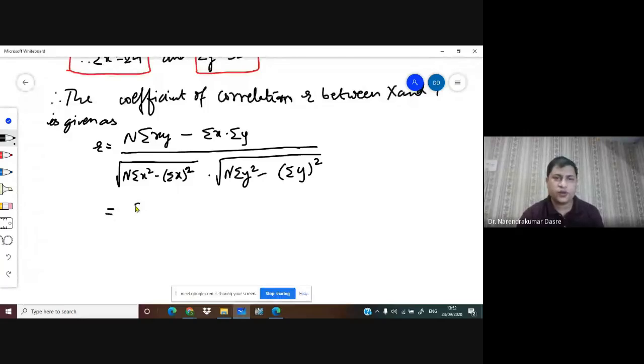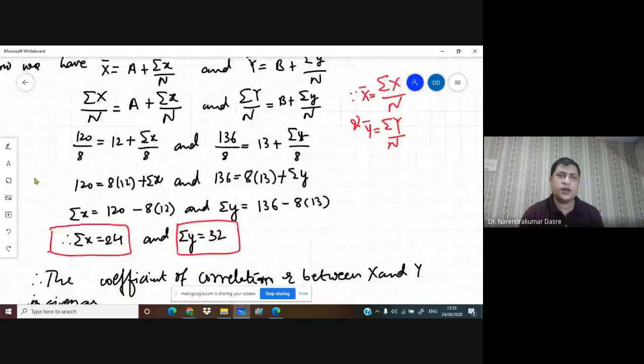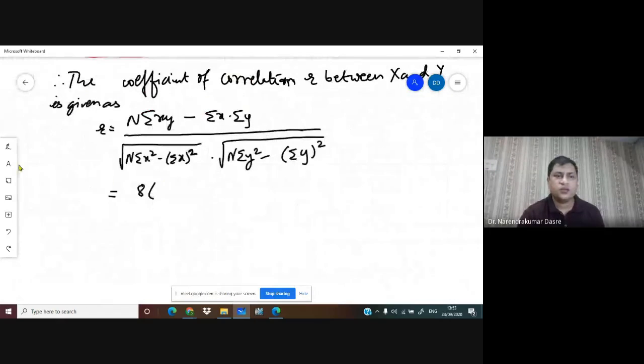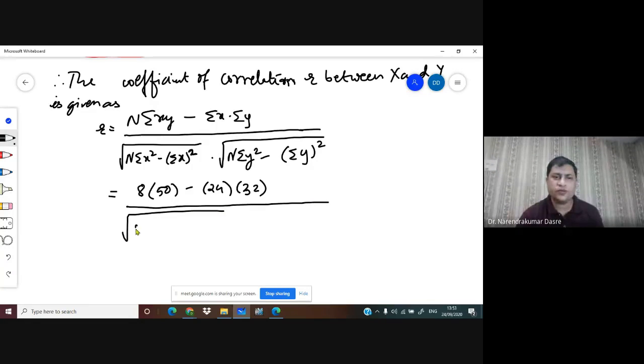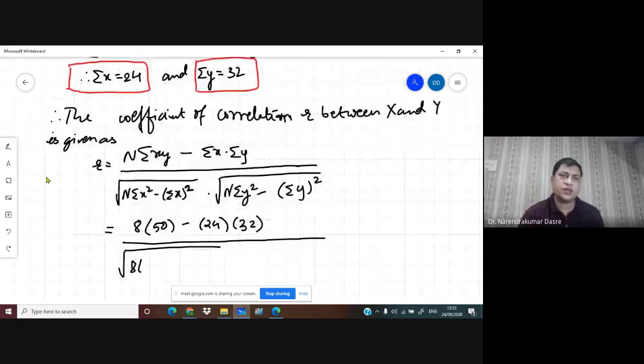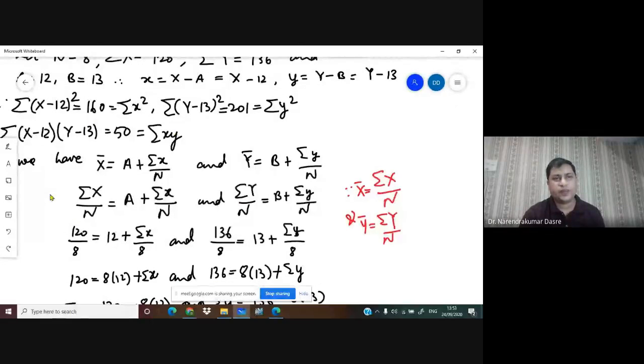So this is equal to 8 times summation x into y. So what is summation x into y? It's going to be 50. So here we have, this is 50 minus, so what you have here? It is going to be 24 into 32, upon square root of 8 times summation x square. So what is the summation x square? It is 160.